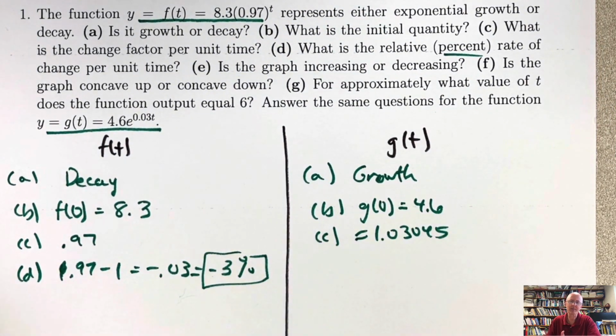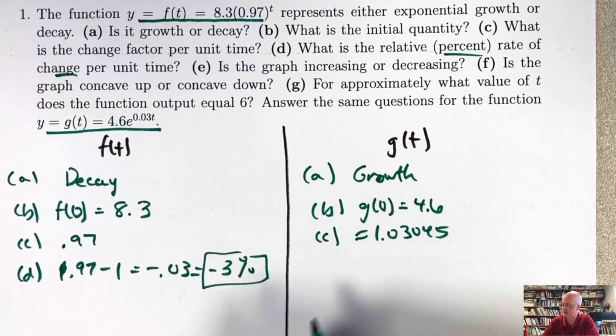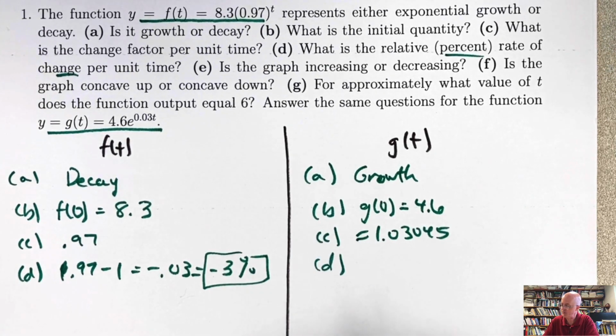You could also describe it as a relative rate of decay without a negative sign. You could say the relative rate of decay is 3%. But since I'm using the word change instead of decay, I'm going to put a negative sign in there and say the relative rate of change is negative 3%. What about for g of t?